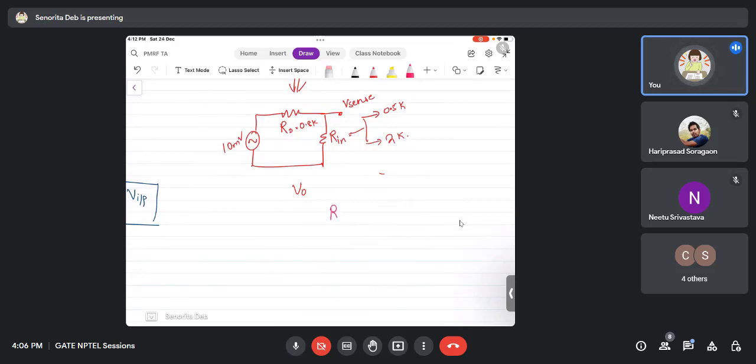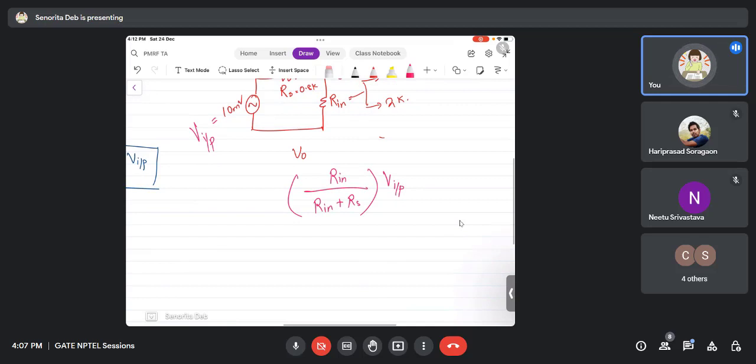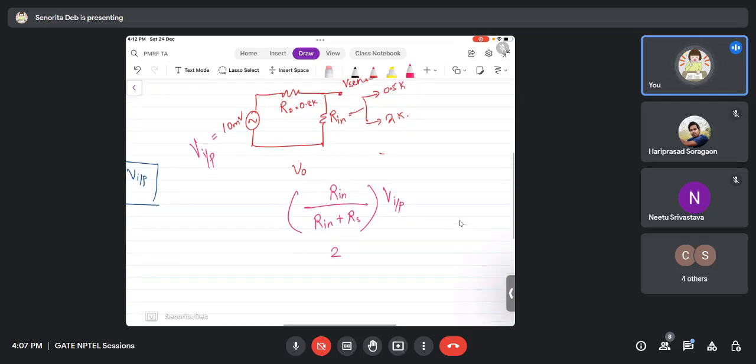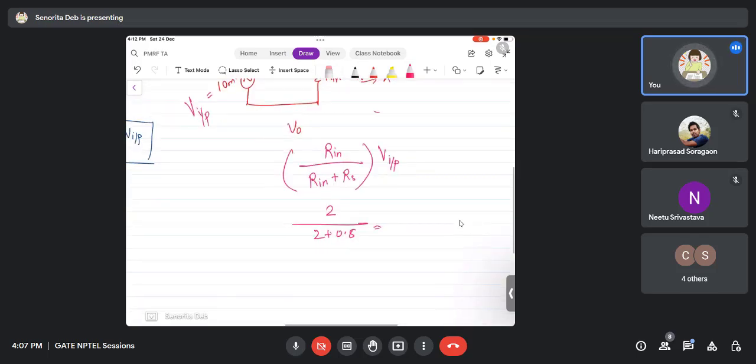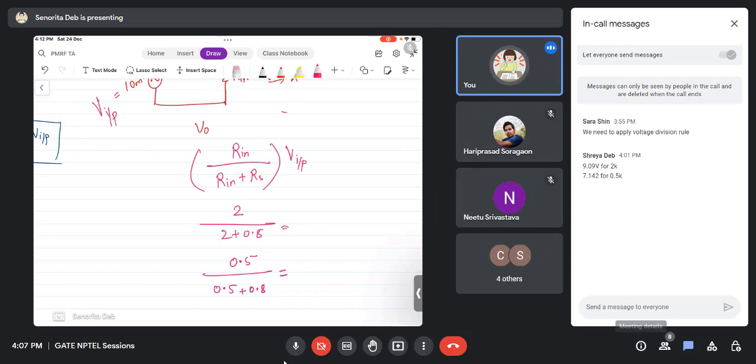So Rin upon Rin plus Rs, that is what we wrote, into V input. 10 millivolt is nothing but V input, right? So now what is Rin by Rin plus Rs? This is 2 upon 2 plus 0.8, in case Rin is 2k. And what happens when Rin is 0.5k? 0.5 by 0.5 plus 0.8. Now just tell me what values you are getting. Please put it in the box. What are the values you are getting?